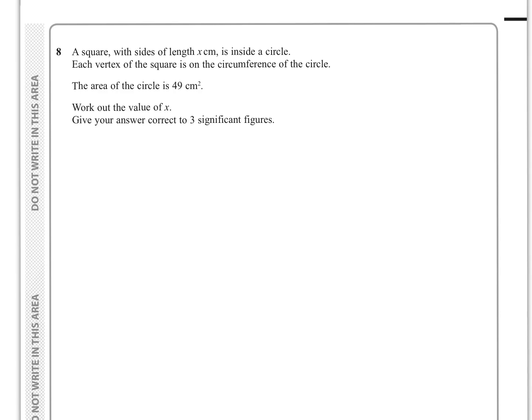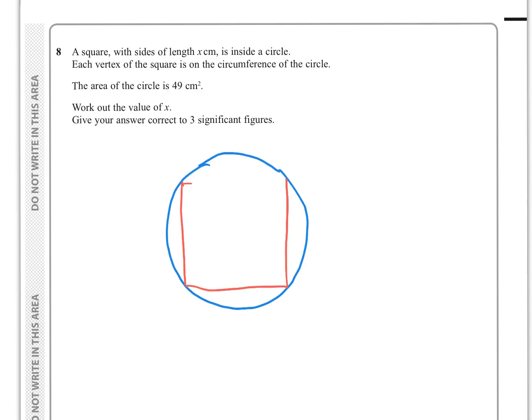Question 8. A square with sides of length x centimetres is inside a circle. Well, let's try and draw a circle without making a mess. So that will do for there. And then it says the square is inside the circle, so we'll give this a go. It's probably going to look terrible, but let's have a try. And the sides of the square are x centimetres. There's the centre of the circle. Each vertex of the square is on the circumference of the circle, so these are the vertices, the singular being vertex. And the area of the circle is 49 centimetre squared. Work out the value of x, to 3 significant figures.